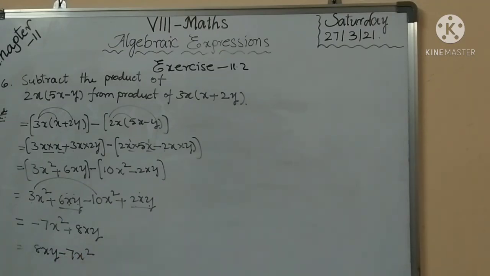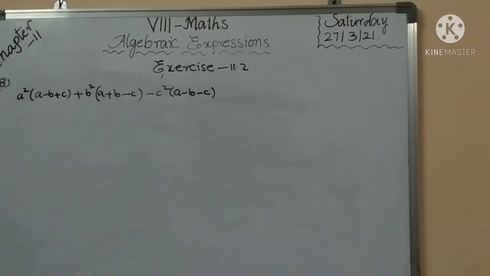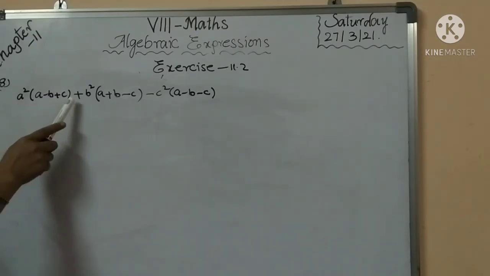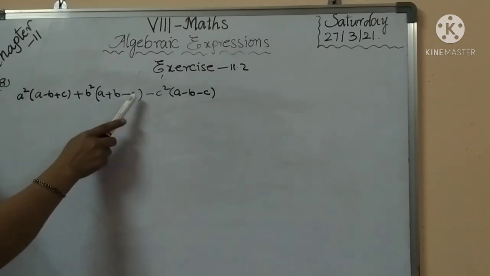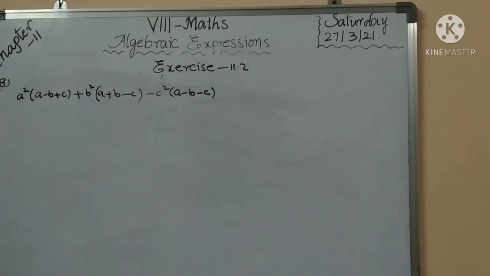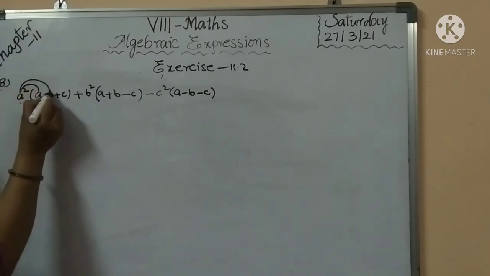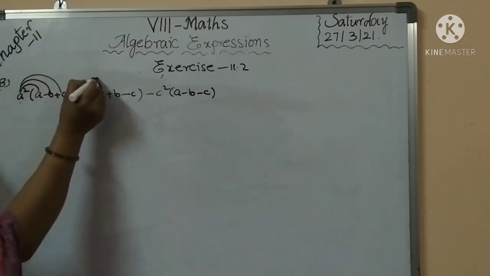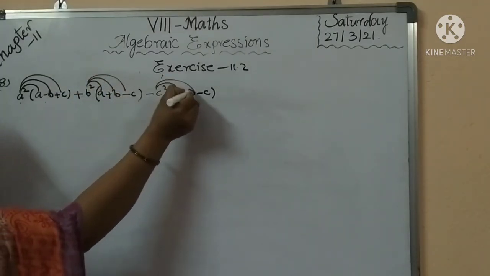Okay. Next, seventh problem, do the homework. Same like this. Okay. Seventh one is the homework. Next, exercise 11.2, last problem, eighth one. Simplify a square into a minus b plus c plus b square into a plus b minus c square into a minus b minus c. Okay, understand that? Simplify. So here observe that it is a monomial and trinomial. The monomial product of the trinomial is the every term, and at the same time every term is producing.